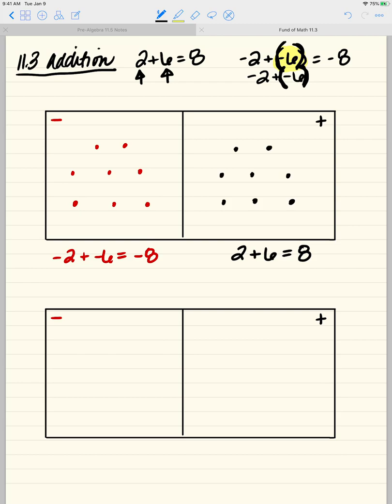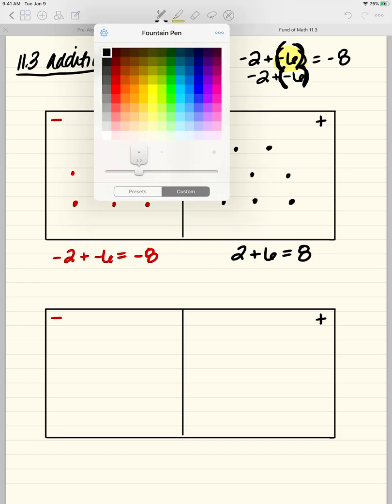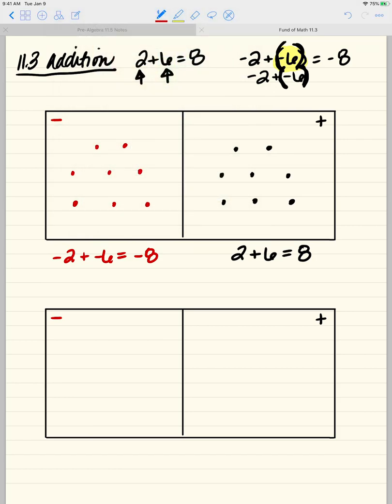Okay? Now, what if I said to you, I would like you to take 3 red jelly beans and place them on the red side. Okay, so there's negative 3. And now I would like you to place 4 red jelly beans on the red side.